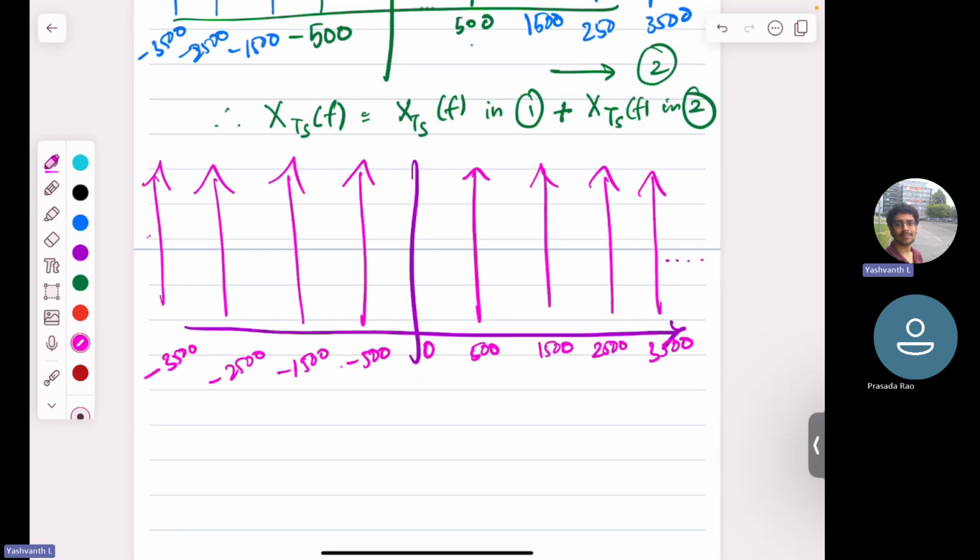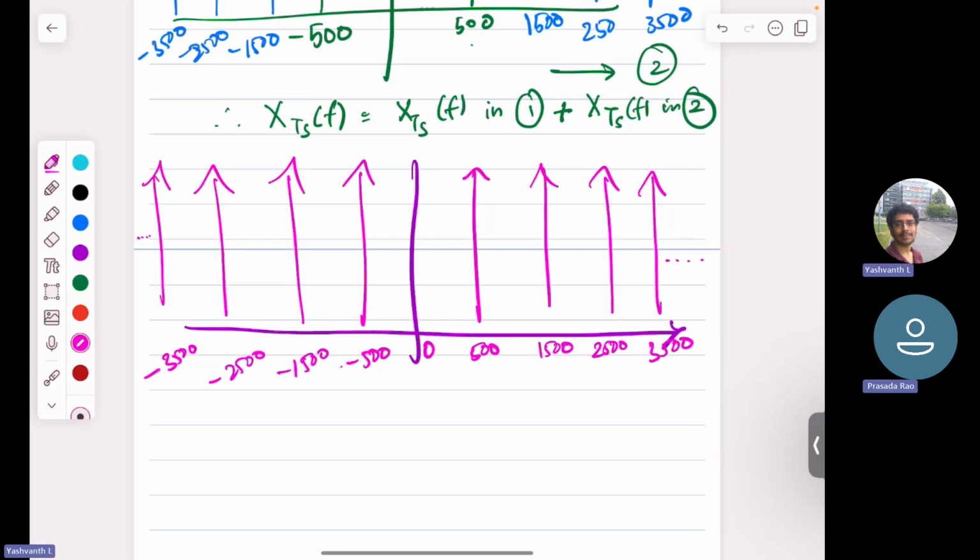Sir, except at 500 and minus 500, as per your explanation, only these two signals will be doubled, and all others will be threefold. Yes, because the left side also adds to that, and the right side also adds to that.